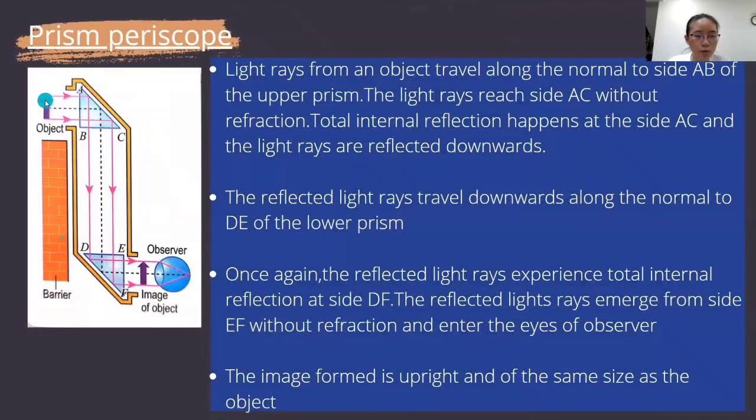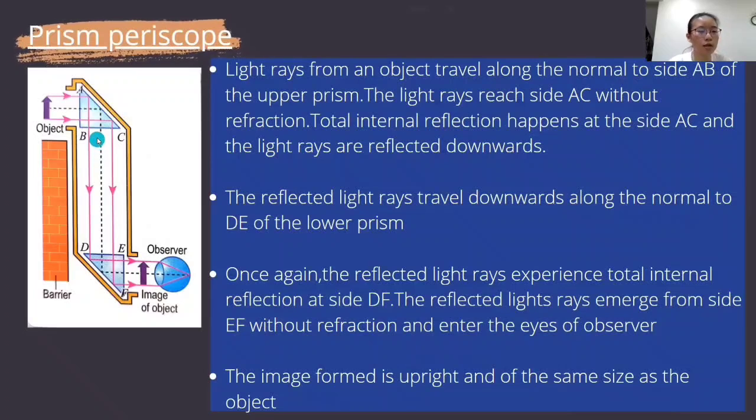First, the light will travel into the prism without any refraction when it passes through the AB side. Then it will reach the AC side. When it reaches the AC side, total internal reflection will occur because the angle of incidence is greater than the critical angle. Therefore, the light will bend downward.